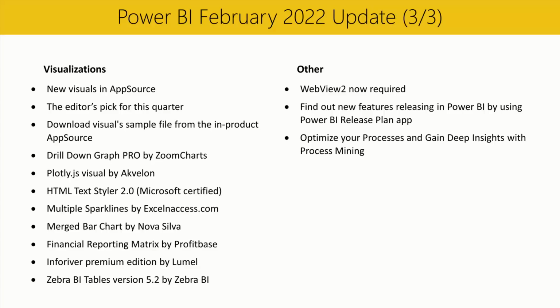This quarter's editor's picks are the Acteris reporting visual by Acteris, the PMBI process mining visual by Process M, the merged bar chart by Nova Silva BV, the timeline box visual by TheraTrack, and the InfoRiver Professional Matrix/Table by InfoRiver. You can find all of these visuals on AppSource. For more information, check out their links in the video description below.